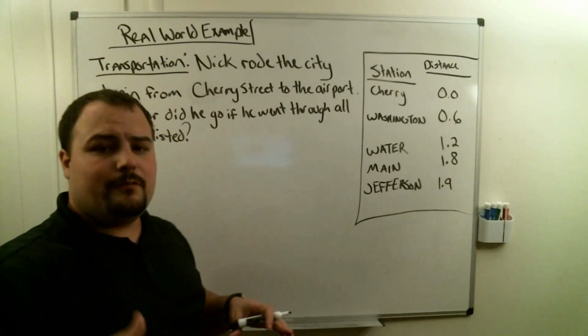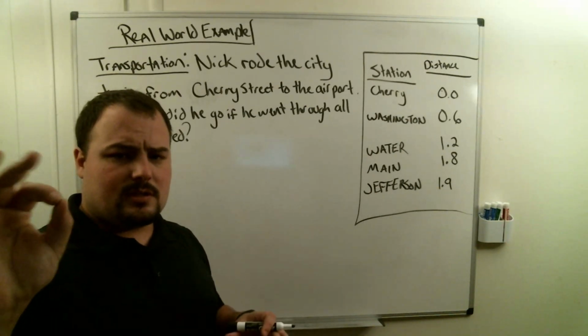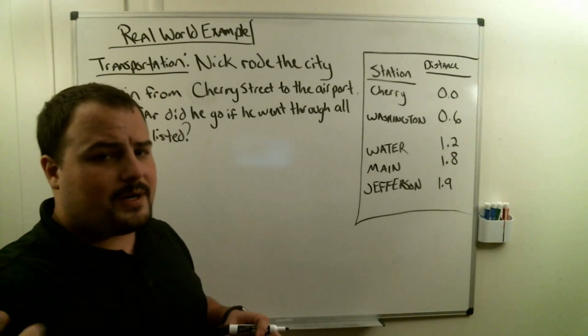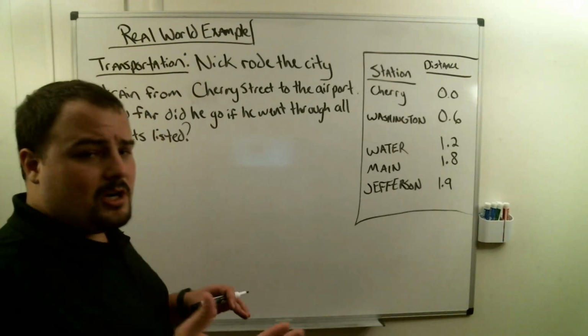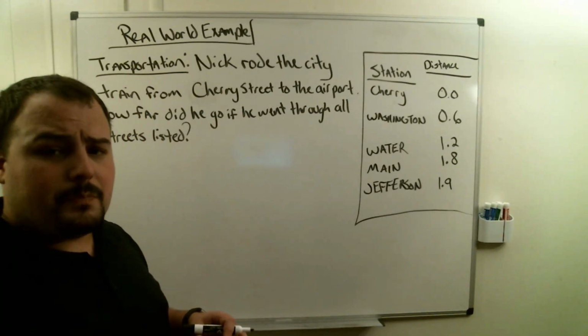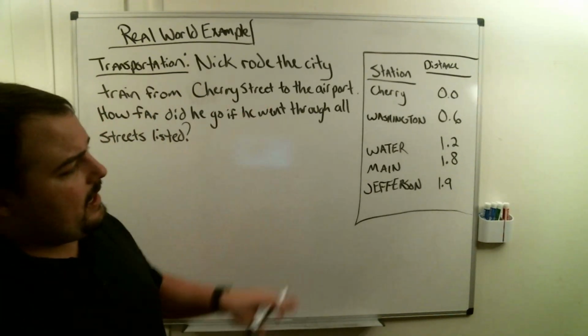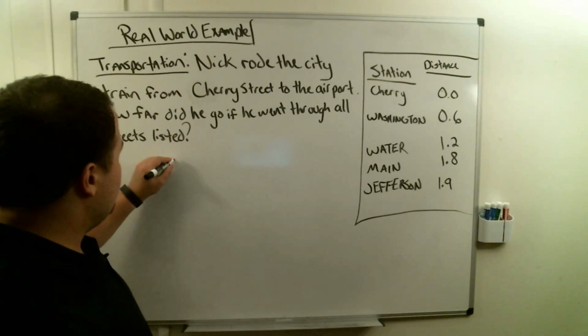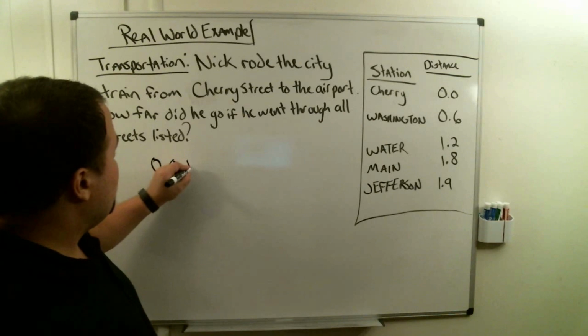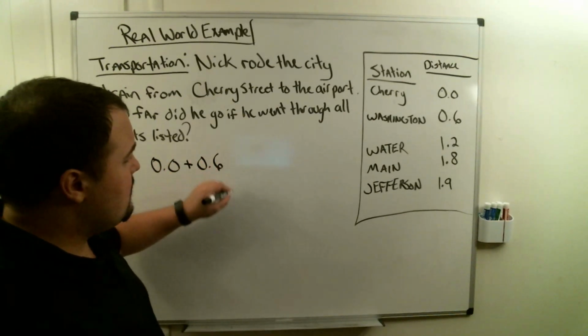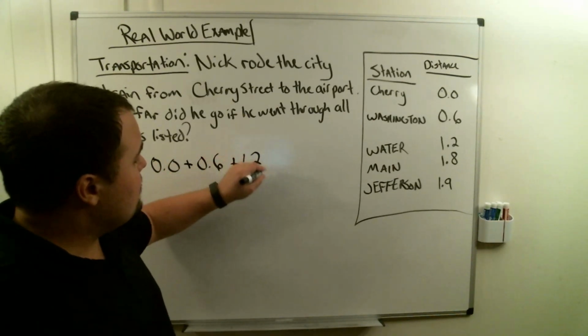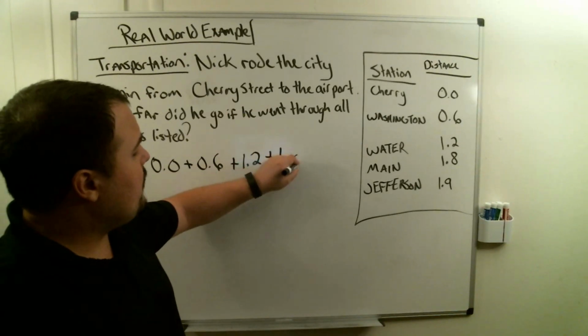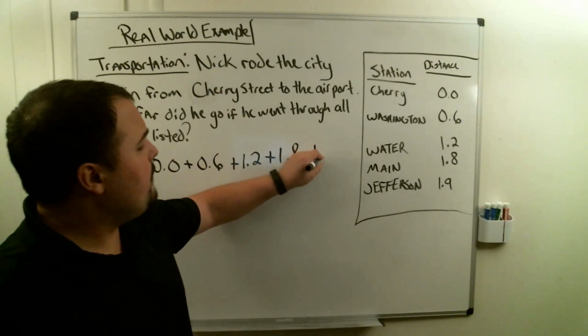What we would have to do is figure out the total distance, not using a calculator. We're going to use the commutative property to figure out this answer, but let's start with figuring out how we'd find the total. Usually when we find the total, when adding things up, we put them all together. So we'd have 0.0 plus 0.6 plus 1.2 plus 1.8 plus 1.9.